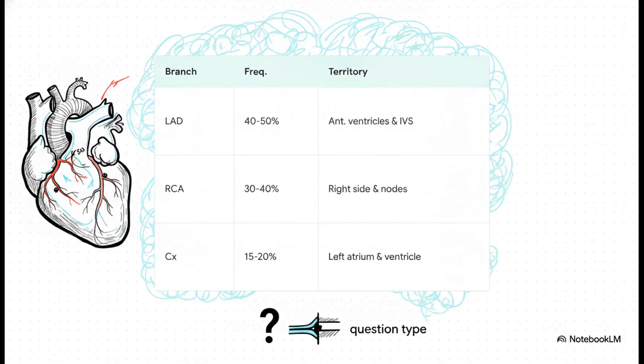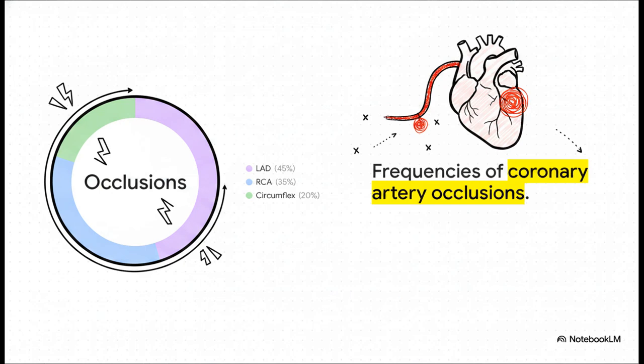Notice how the left anterior descending, or LAD, supplies the anterior ventricles, the anterior 2/3 of the interventricular septum, and the bundle branches. Meanwhile, the right coronary artery primarily handles the right side, and crucially, the SA and AV nodes. Breaking down the frequencies of coronary occlusions, the anterior interventricular branch, again the LAD, is the most frequently occluded vessel, causing about 40 to 50% of cases. Because it directly threatens the anterior ventricles and the heart's electrical bundle branches, an LAD infarction is incredibly severe. Next up is the RCA at 30 to 40%, followed by the circumflex branch of the left coronary artery, which accounts for about 15 to 20%.